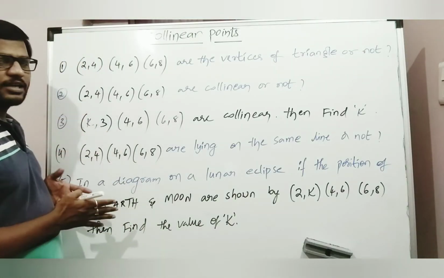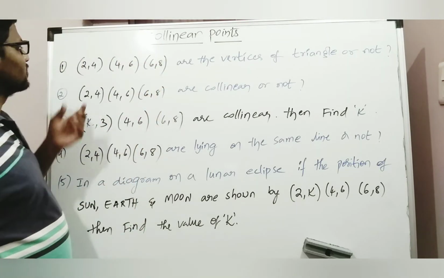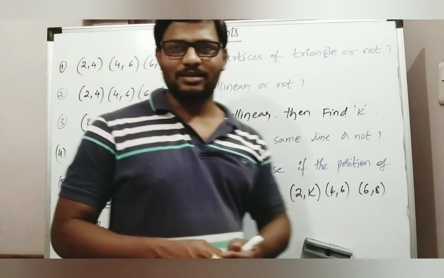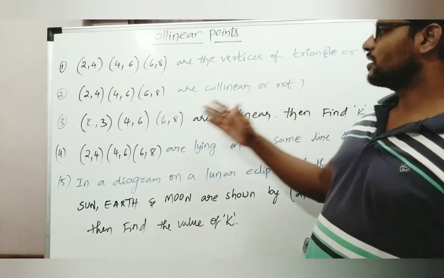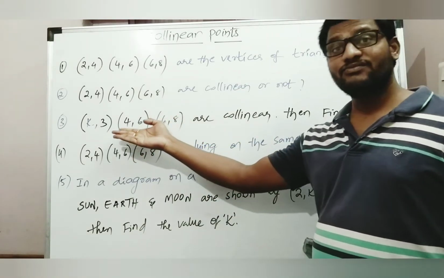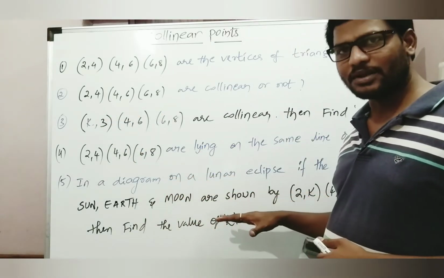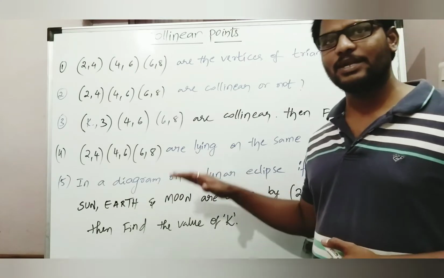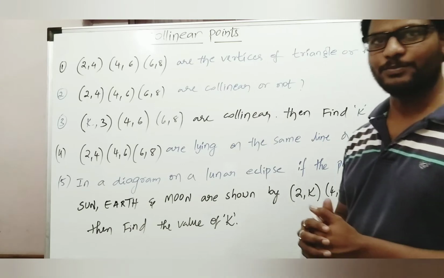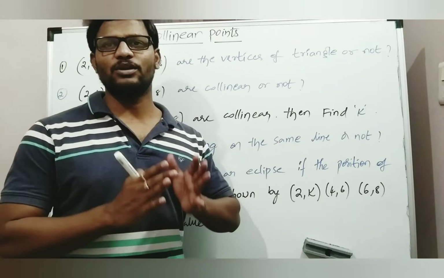See, these are the different types of questions frequently asked in the examination which are related to collinear points. First problem, these 3 points are vertices of a triangle or not, these 3 points are collinear or not, and these 3 points are lying on the same line or not. If these 3 points are collinear, then find the missing value. In a diagram on a lunar eclipse, the position of Sun, Earth and Moon is shown by these 3 points, then find the missing value. The way of asking the question is different, but the concept is the same, collinear points.